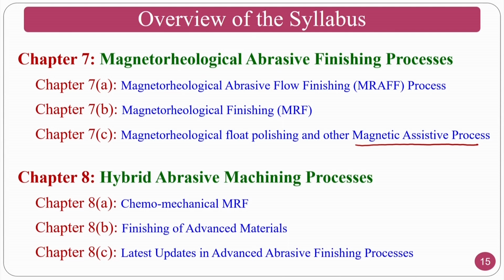In chapter 8, you will go with hybrid abrasive machining processes or hybrid abrasive finishing processes: the chemomechanical magnetorheological finishing process, finishing of advanced materials like biomaterials and implant materials, and the latest updates in abrasive finishing processes. I will explain the latest trends from the research papers to you.